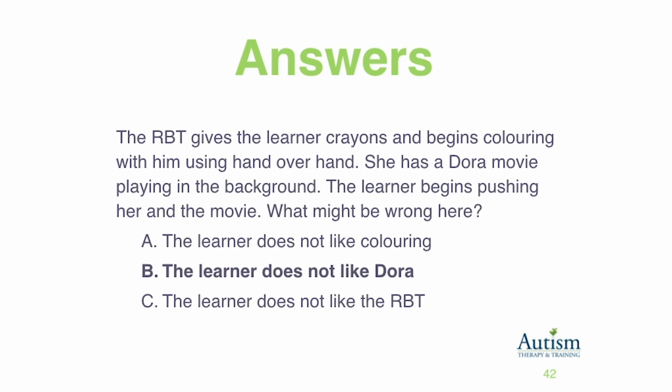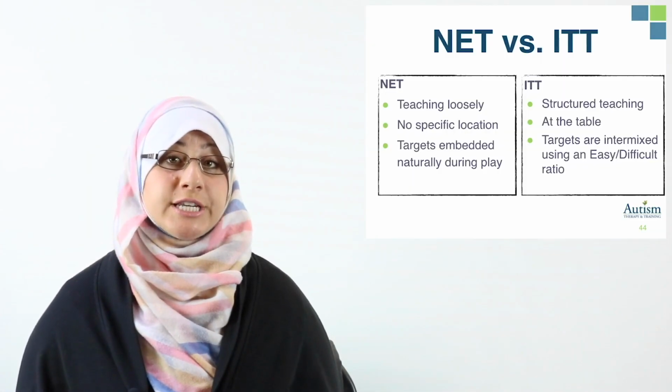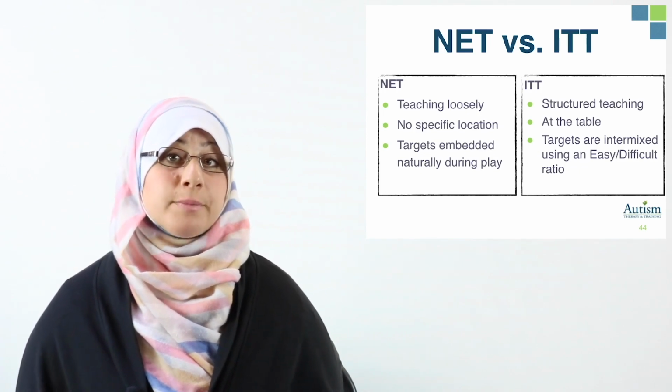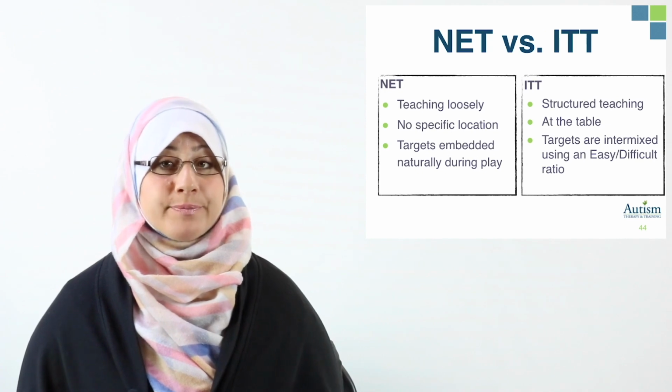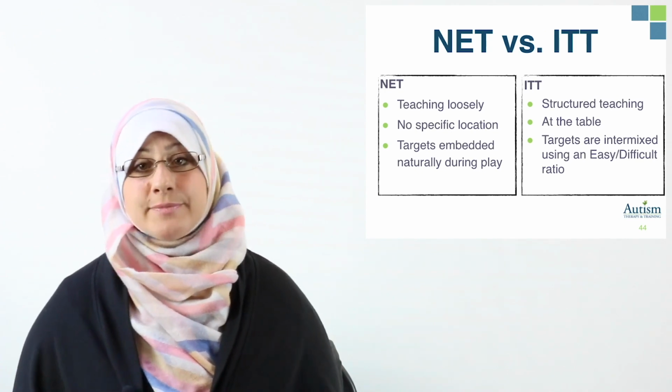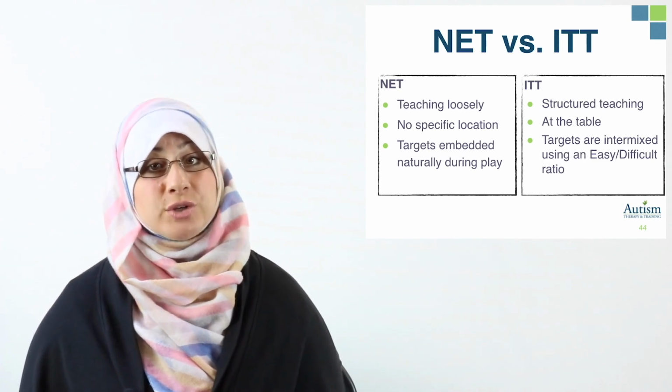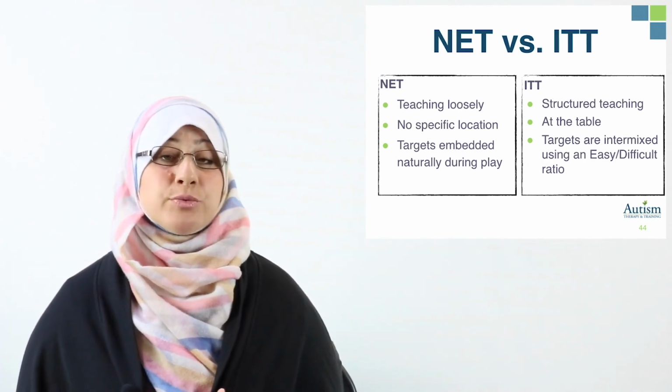It's a possibility that the learner doesn't like Dora, and therefore by pairing Dora with the coloring, it's actually not effective. So these are things that we have to pay attention to. NET versus ITT. In NET, we often are teaching loosely with no specific location. Targets are embedded naturally during play. In ITT or DTT, teaching is structured and at the table. Targets are intermixed using a difficult and easy ratio.